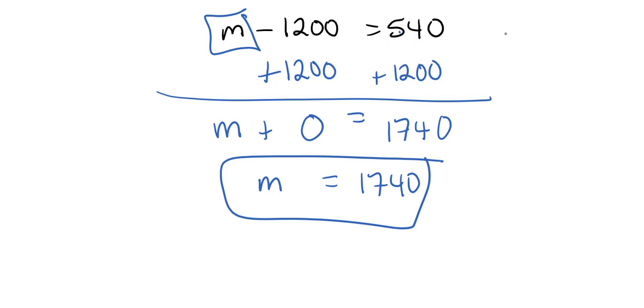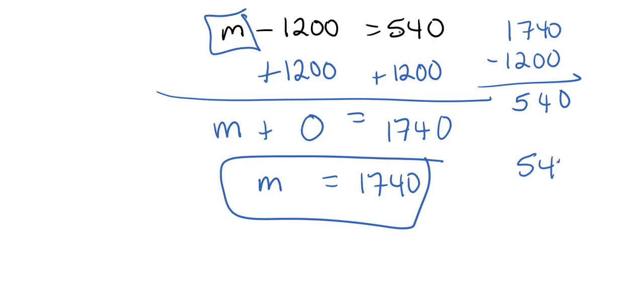If we were to plug this in, 1,740 minus 1,200: this is 0, this is 4, this is 5, and that's 0. Well, 540 is equal to 540. That checks out. So that would be a way to check our answer again.